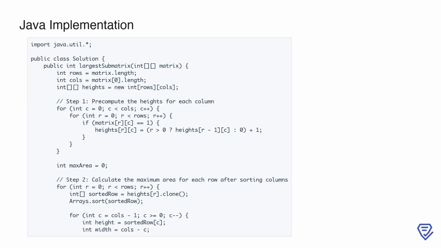For each column, we iterate over the rows and check if the current cell contains a 1. If it does, we calculate its height as 1 plus the height of the cell directly above it. This provides us with a way to measure the vertical extent of ones for each cell in the matrix. After initializing these heights, we move on to calculate the maximum area of submatrices.